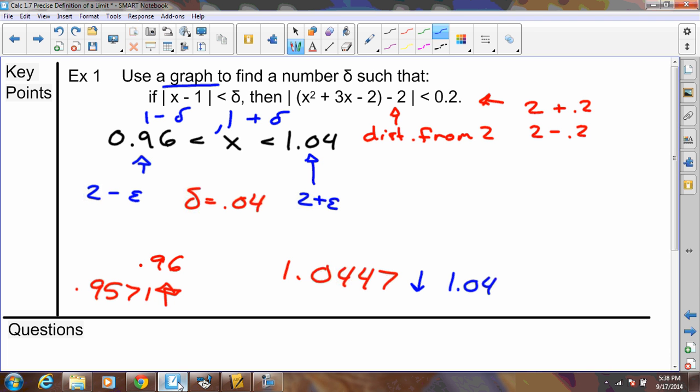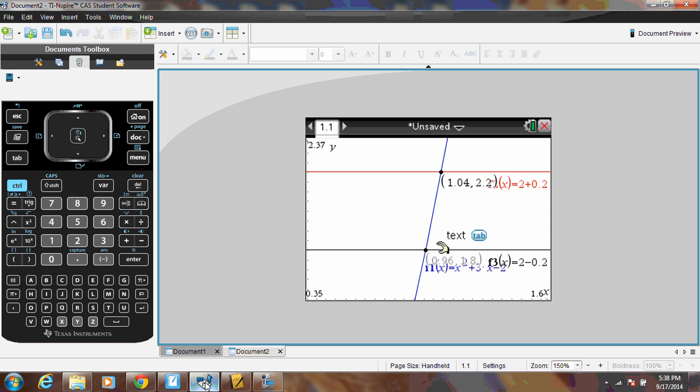Either way, to give us some wiggle room on potential rounding, instead of picking a delta of 0.04, if we pick a delta of 0.05, we know that we're outside that possible range for rounding error. And so that's our answer. Use the graph to find a number delta such that this stuff checks out. And our graph does that.